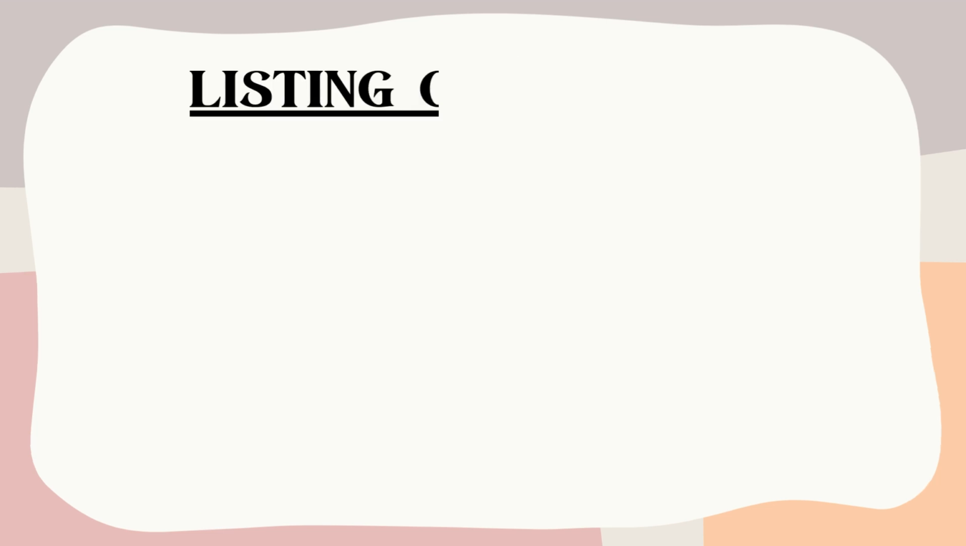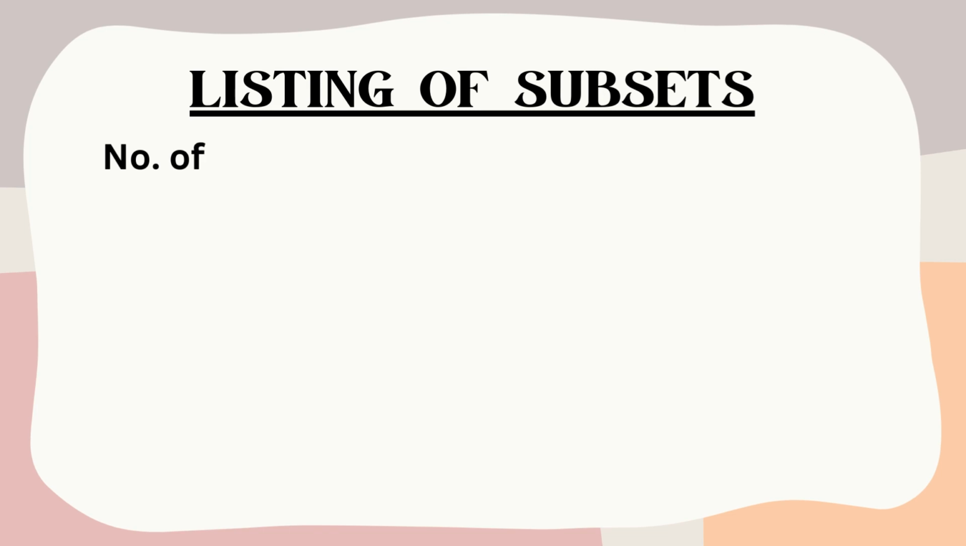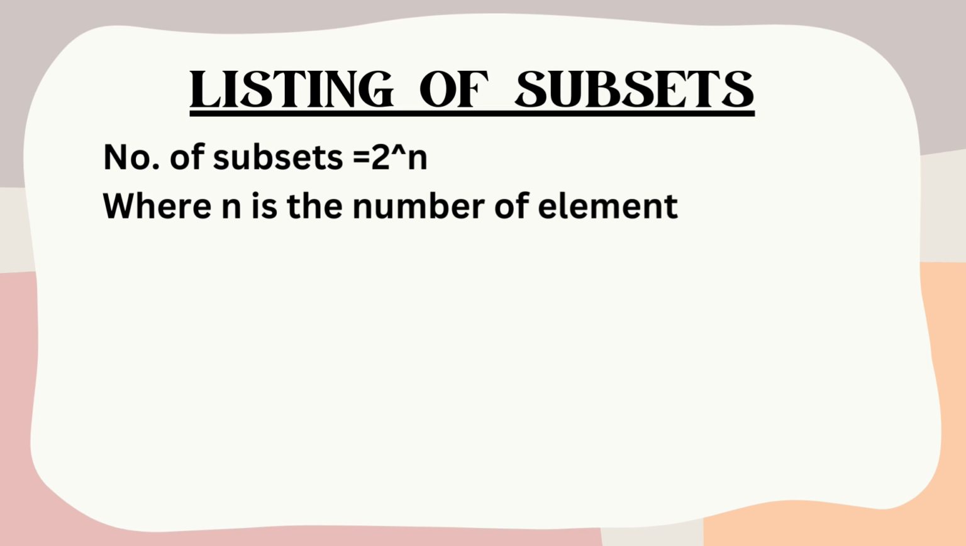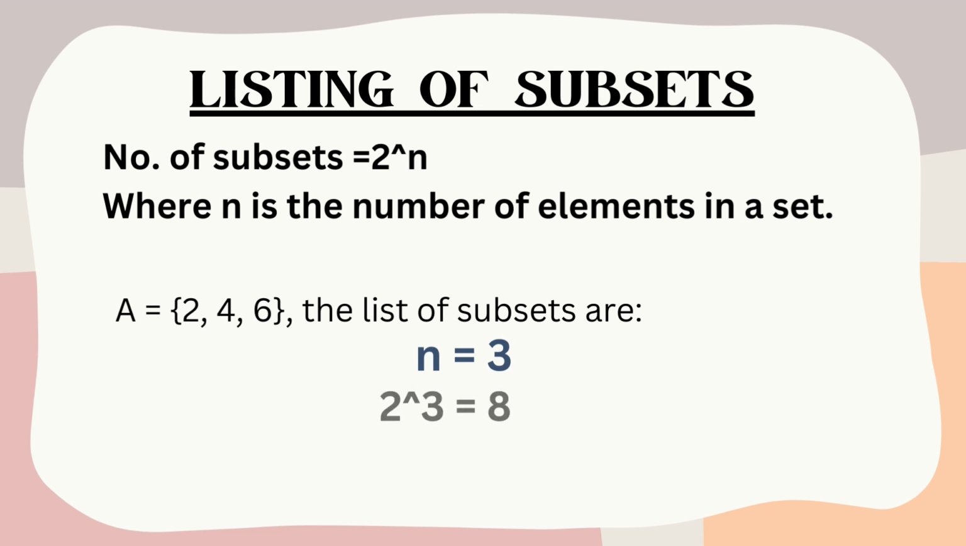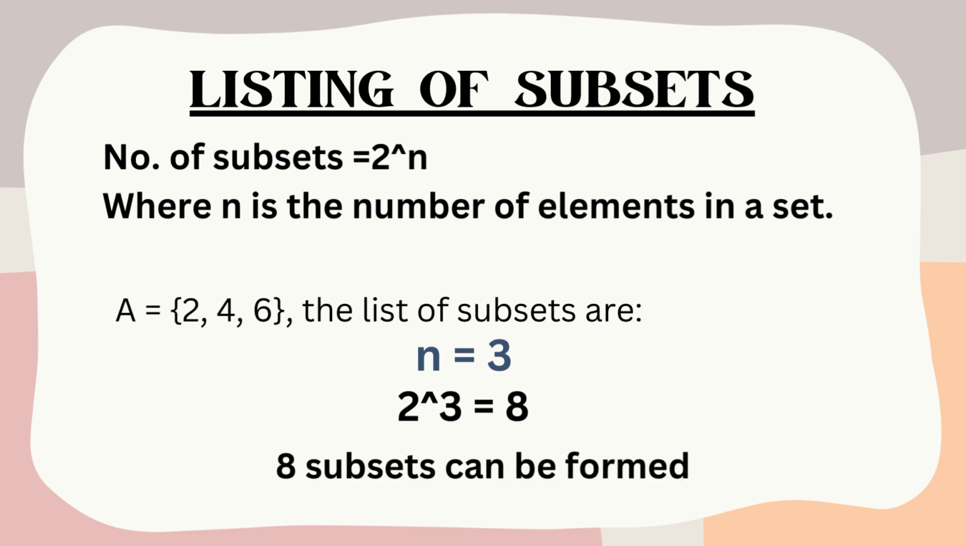To know how to list the subsets, there's a formula: the number of subsets equals 2 to the power n, where n represents the number of elements. Let's have a look at an example. Set A has elements 2, 4 and 6, and in order to know the total number of subsets, you will use the formula 2 to the power n. In this case, n would be 3, because there are only 3 elements present, 2, 4 and 6. So naturally, 2 to the power 3 becomes 8, and there are 8 subsets which can be formed. And this is just a way of listing the subsets as well.